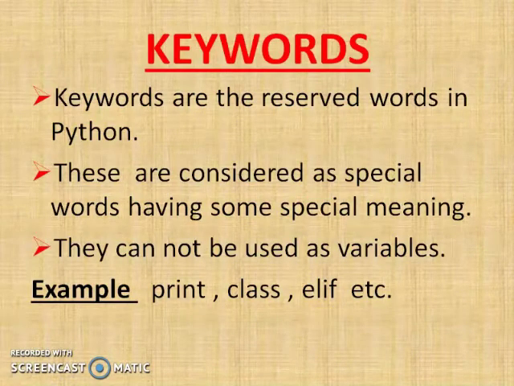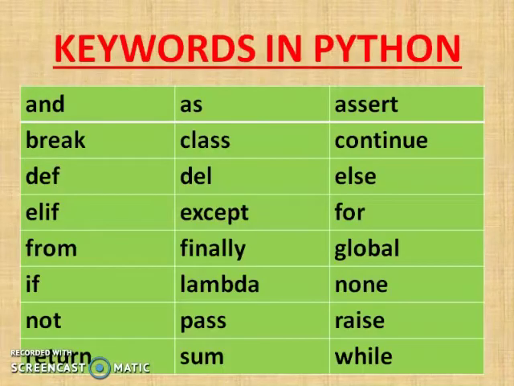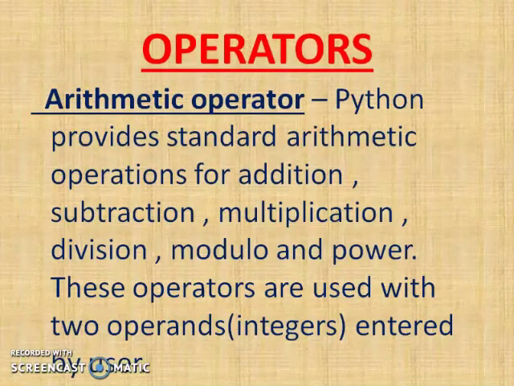Now keyword. Keywords are the reserved words in Python. These are considered as special words having some special meaning. They cannot be used as variables. Here are some examples of keywords that are print, class, elif, etc. Here I am going to give the table of the keywords. Children, this you have to learn so that you can write variable names properly without the use of these keywords.